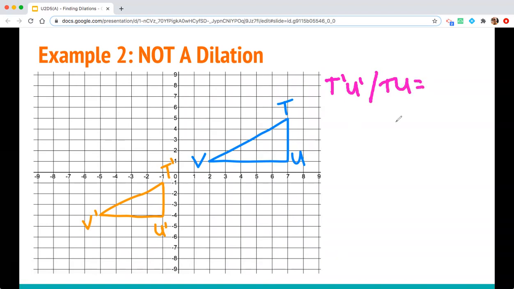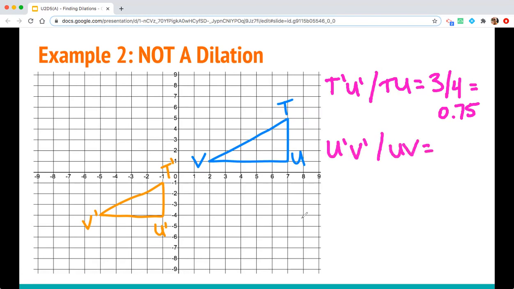T prime, U prime is 3 units, and TU is 1, 2, 3, 4 units. I can leave that as a fraction, or if I want to make it a decimal, I can say 0.75. I'm going to go with UV next because TV looks like it might be hard to measure. So UV and U prime, V prime, again, start with the image, U prime, V prime, divided by UV. U prime V prime is 1, 2, 3, 4 units. UV is 1, 2, 3, 4, 5 units.